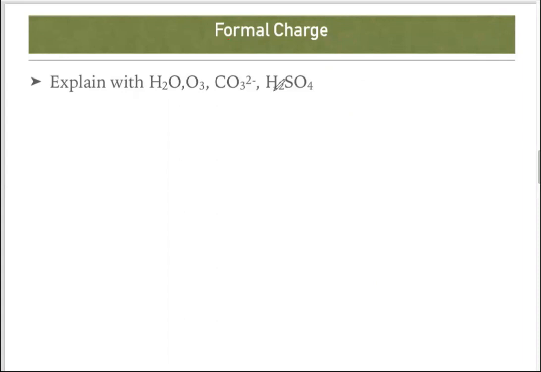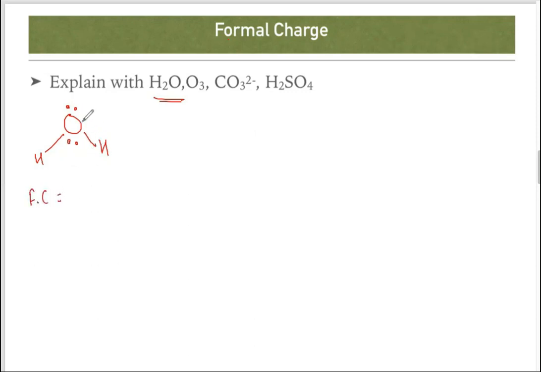Next we'll talk about different molecules and calculate the formal charge. We'll start with water. As you already know, the water structure has oxygen, with hydrogen and hydrogen, two electrons, two electrons, 4 electrons. How many electrons are there around this oxygen? Single bond, 2 electrons, so 1, 2, 3, 4. This is 2, this is 2. Total is 8.